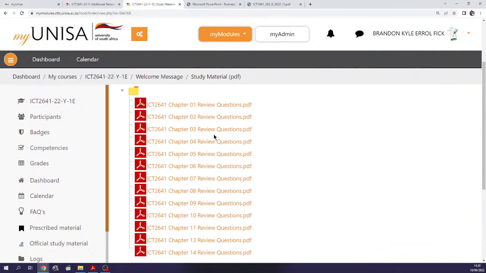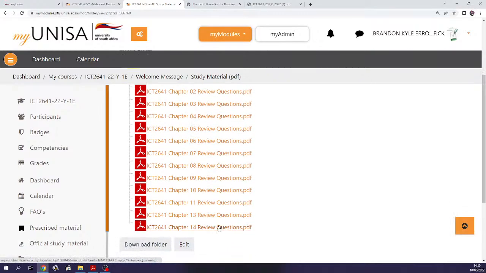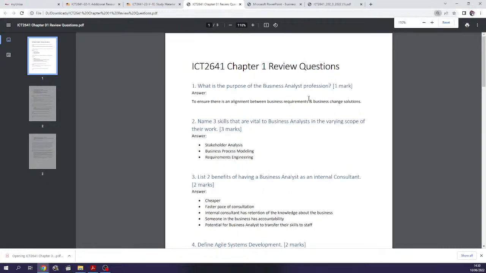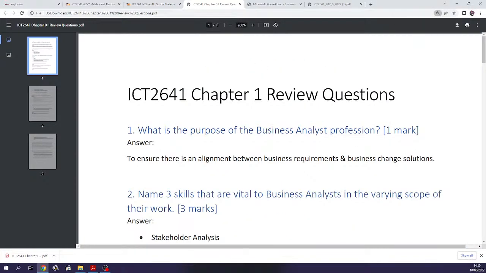But if you open this, you'll be met with chapters 1 to 14, excluding chapter 12, review questions, right? Let's just press 1. Open the PDF, download the PDF, and then make the zoom a little bit better so everybody can see. Right.